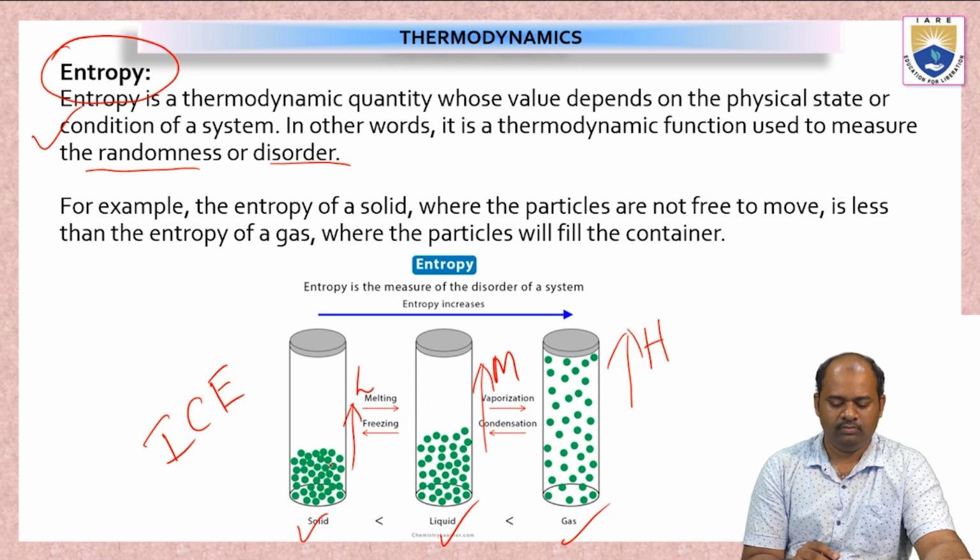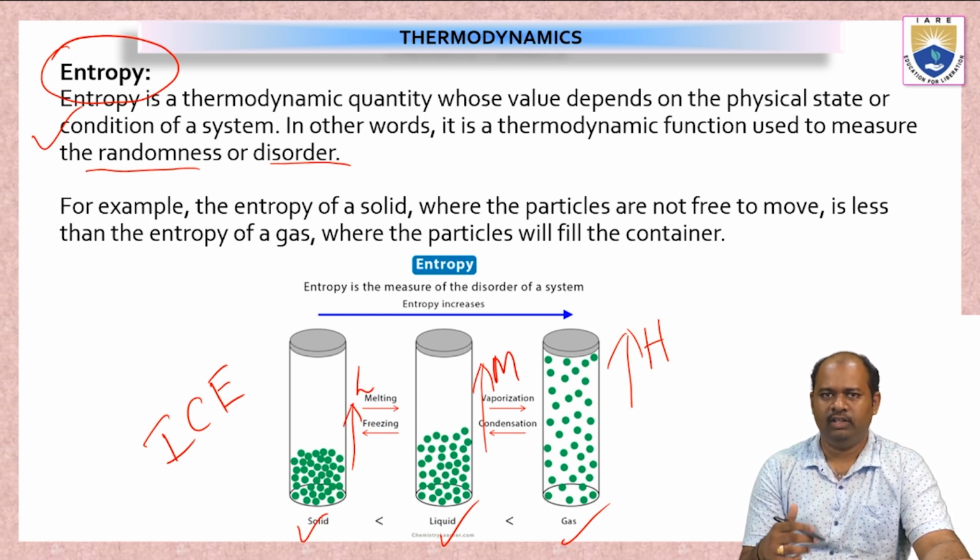When we supply some heat to ice, what happens? The ice will be converted into liquid form, that is water. In the second stage, the water is in the liquid form, where it is randomly distributed when compared to solid. So the molecules are very loose when compared to solid. So here the entropy is slightly more than the solid state.